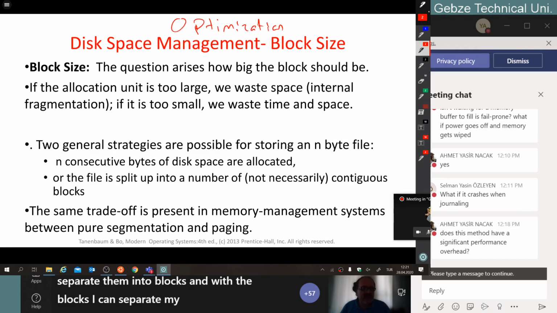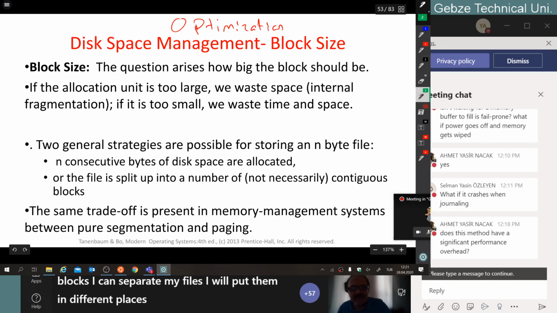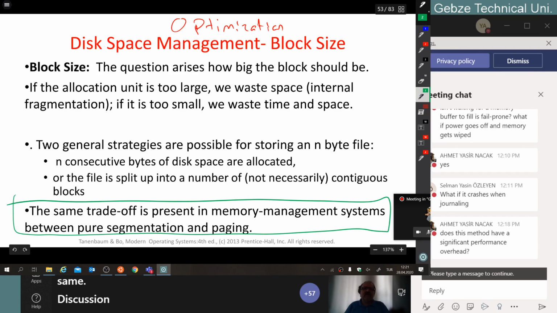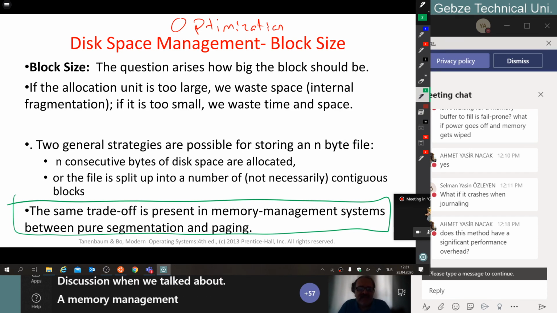Actually, we had the same discussion when we talked about memory management. We said, should we have pure segmentation or segmentation with paging? Pure segmentation was good because each segment is a linear segment from 0 to some big address, but it has some fragmentation issues, compaction issues, and so on. If I use segmentation with paging, it becomes much better. I don't have fragmentation issues, I don't have allocation issues, and so on. So we are going to do the same thing.